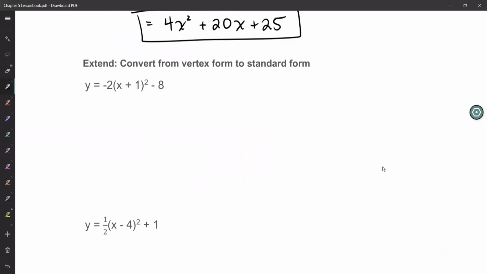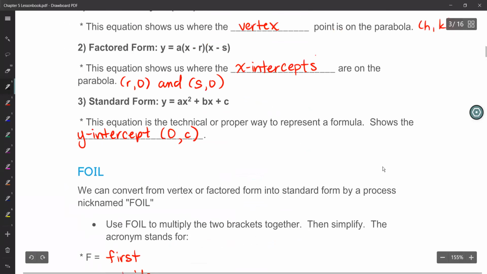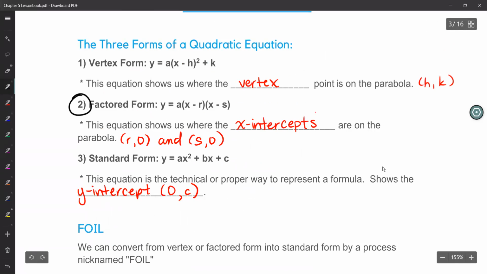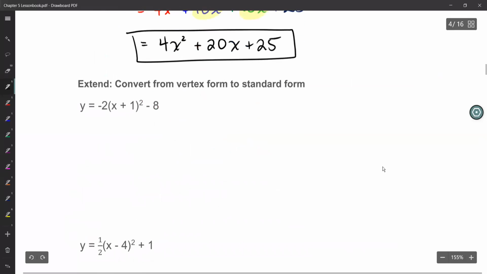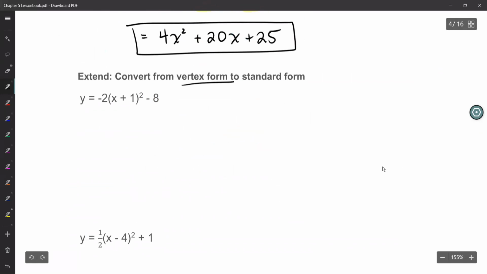Okay, so as a bit of an extension for this, we've been going from essentially factored form into standard form. Now, we can also go from vertex form into standard form using this FOIL idea as well, but it's just in a slightly different format. So when I want to convert from vertex form to standard form, I need to essentially expand out the entire thing and then gather all the like terms.